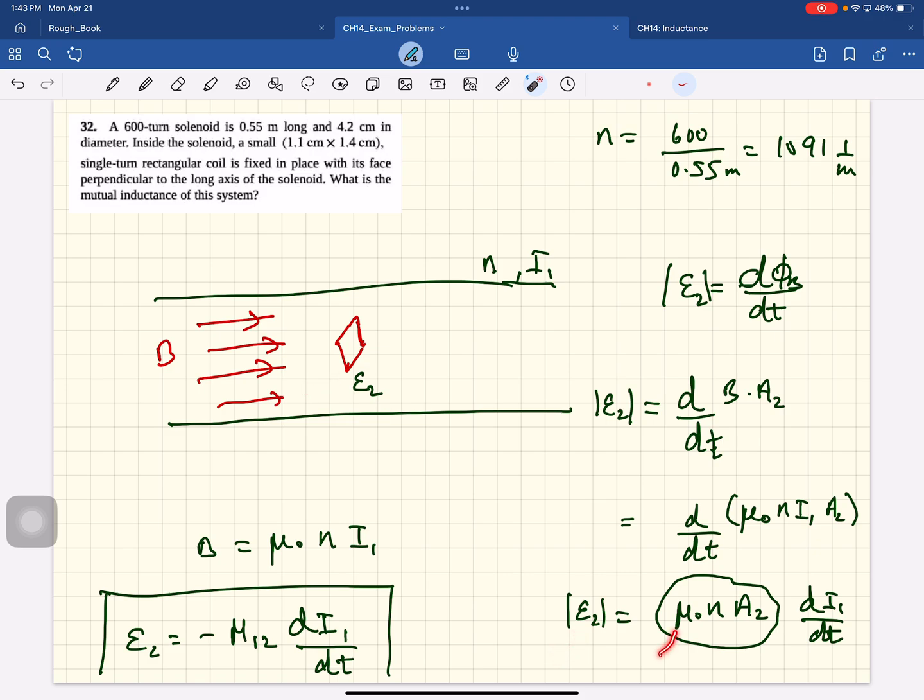You see, so it depends on the configuration of all these guys. Mu naught is a constant. N1 is the number of turns in coil 1 in the first circuit. A2 is the area of this circuit, and so on. Now, this is for this configuration. For this configuration, what if the area was like that? What would happen to this constant? Go to 0? 0. Very good.